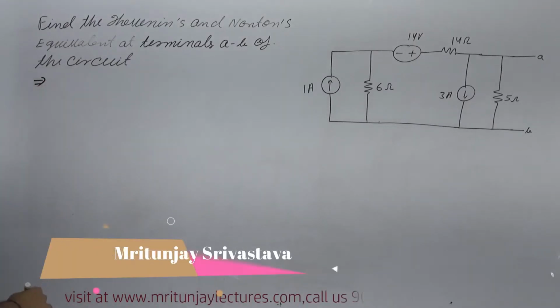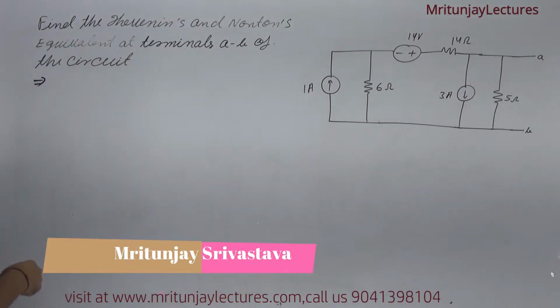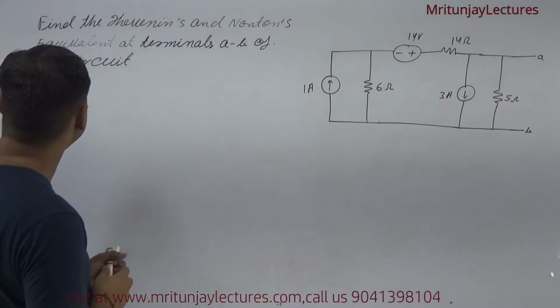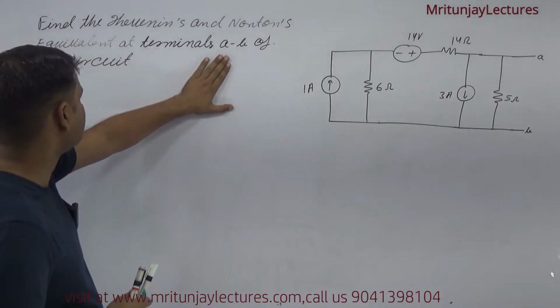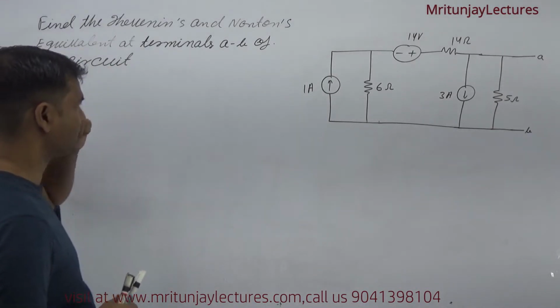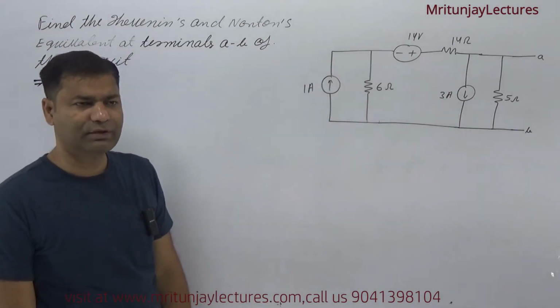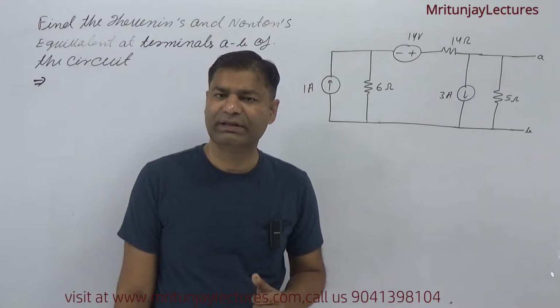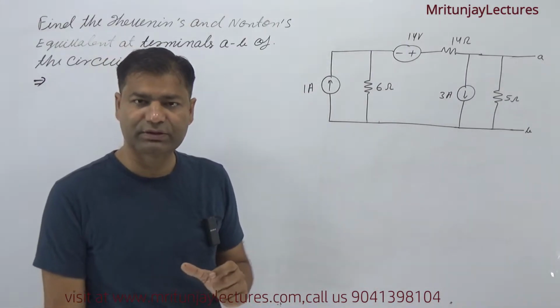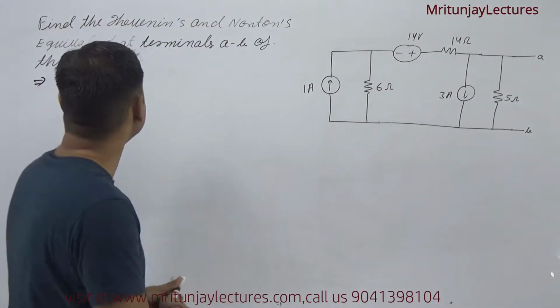First of all, according to the question, find the Thevenin and Norton equivalent at terminal AB of the circuit. Okay, so AB, A and B. So first of all, our motto is to determine the Norton and Thevenin equivalent. First of all, we focus on the Thevenin equivalent.